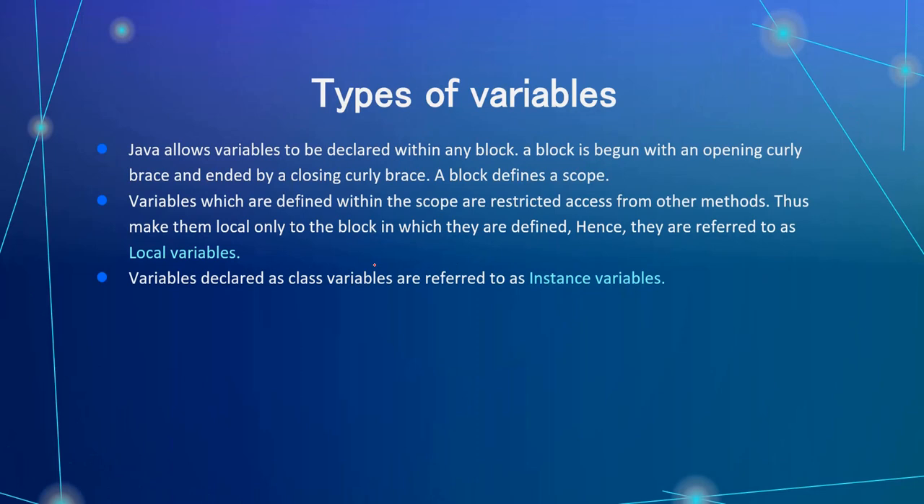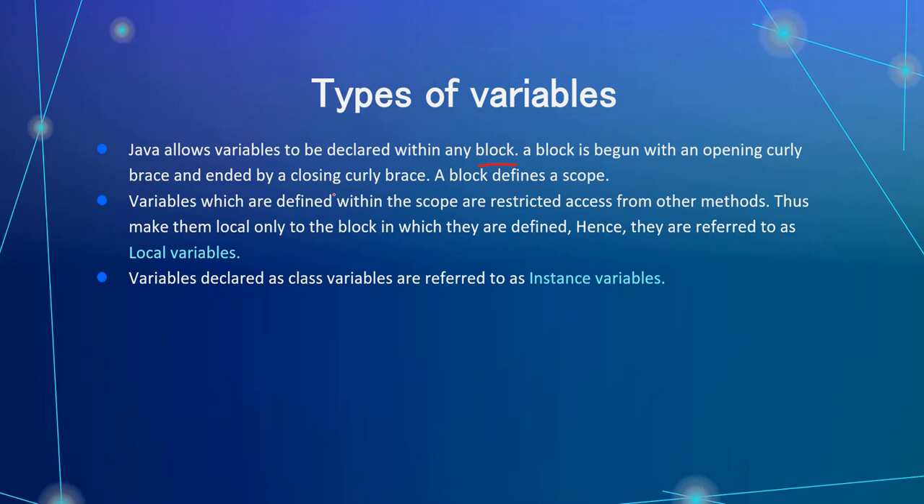So, moving on to types of variables. Java allows variables to be declared within a block. A block begins with an open curly brace and ends with a closing curly brace, which defines a scope for a variable. Variables defined within the braces have restricted access from the other methods of the class, making them local to the block in which they are defined. So they are called local variables.